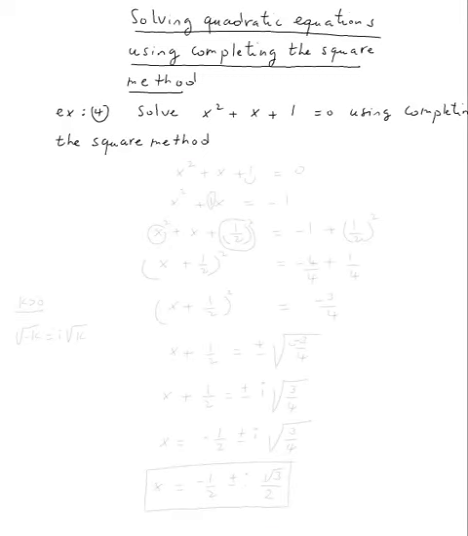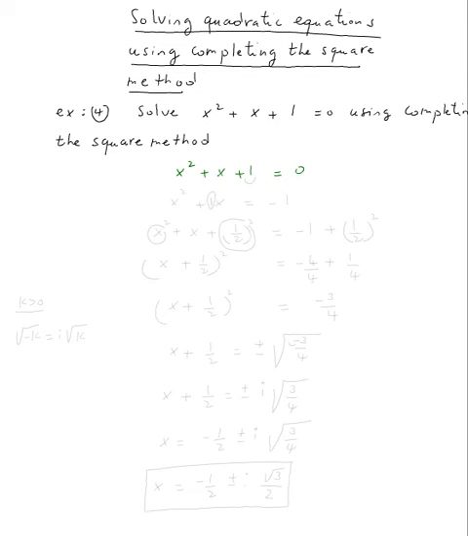Okay, in this example, the topic is solving quadratic equations using the completing the square method, and the equation to solve is x squared plus x plus 1 equals 0. So here's another example. The reason why I add this example is that sometimes you're going to get complex solutions. So here's the case. First we have x squared plus x plus 1 equals 0.